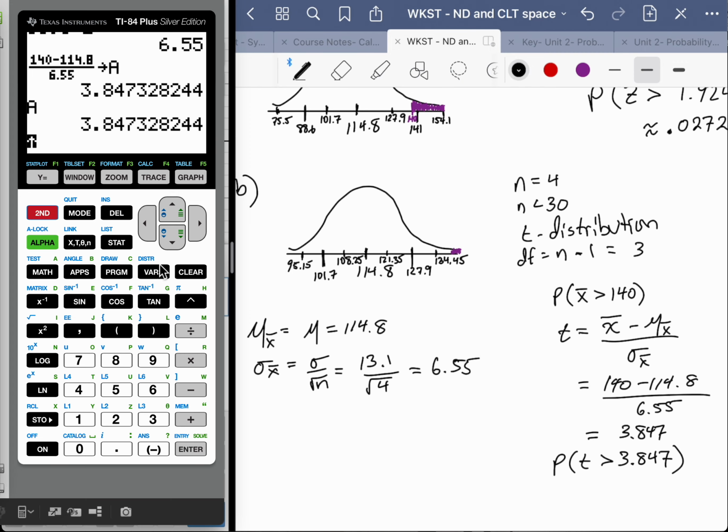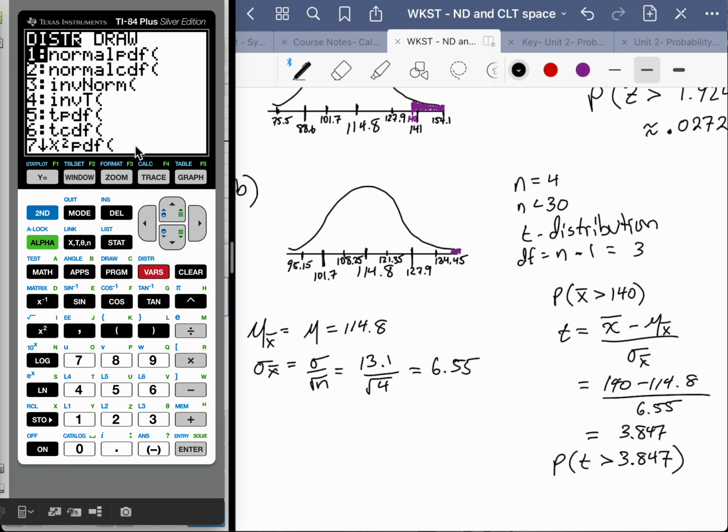So second vars. Instead of normal CDF, it's t-CDF. Once you identify the distribution, a lot of the guesswork comes out of it. And in fact, we'll learn about a chi-squared distribution before too long, and you'll see that there's a chi-squared CDF. So identifying the distribution is going to be the name of the game. So t-CDF.